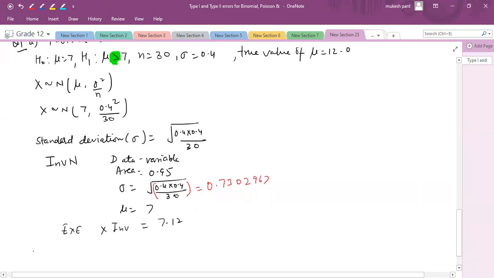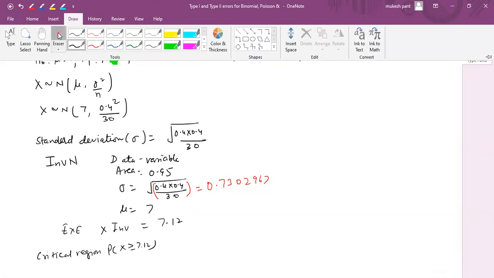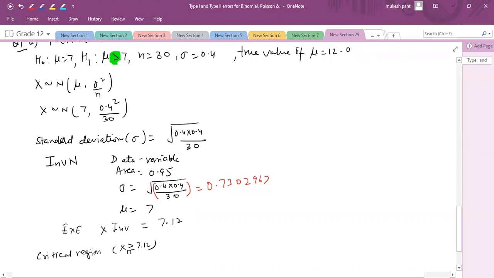What will be the critical region? The critical region will be X greater than or equal to 7.12, right? And we have to find the probability of this one. So it's enough to write X greater than or equal to 7.12 for the critical region.